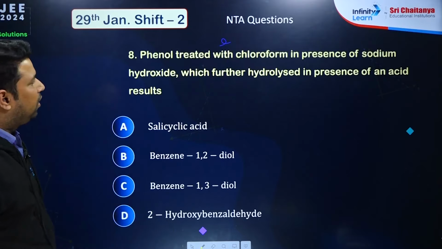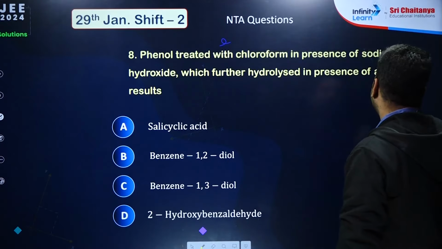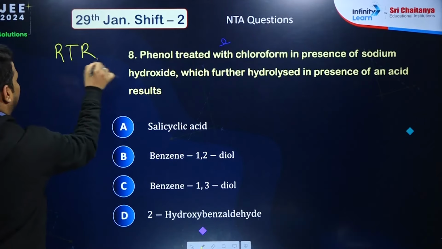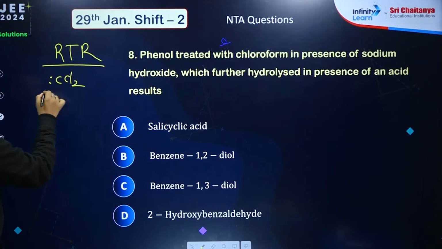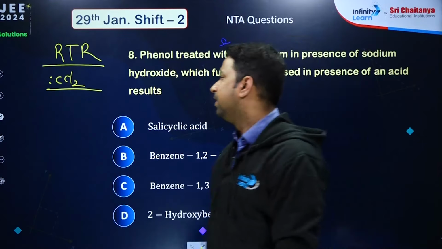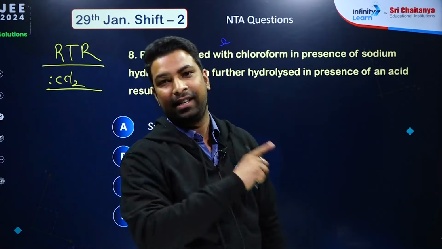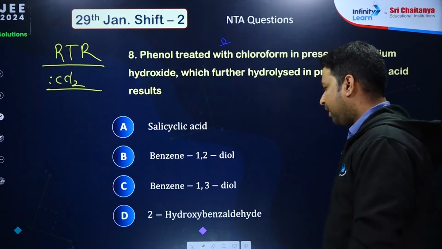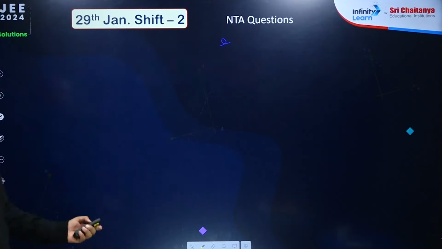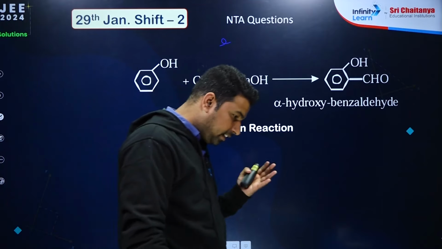Next question. Phenol treated with chloroform in presence of sodium hydroxide, which further hydrolyzes in the presence of acid. It is the simple Reimer-Tiemann reaction, in which the electrophile is CCl2, dichlorocarbene, which attacks the ring and after hydrolysis gives salicylaldehyde. So the answer will be 2-hydroxybenzaldehyde, option D. It is a simple, direct question.